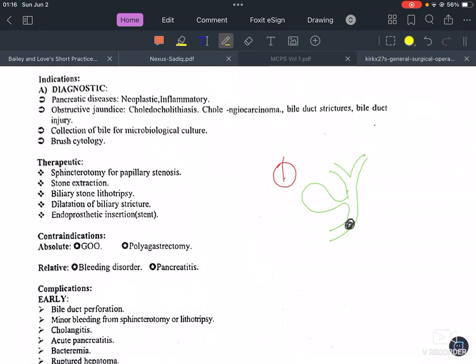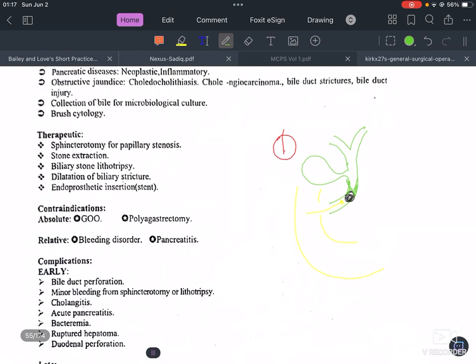It is the tube. There is lithotripsy. Okay, there is dilatation of the biliary stricture. So if there is biliary stricture, we can go for dilatation.